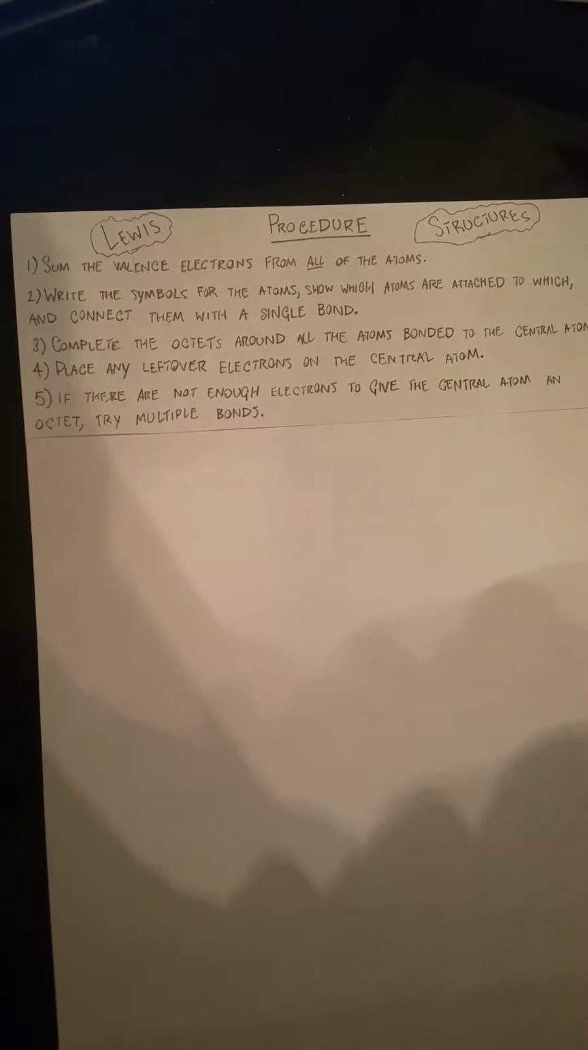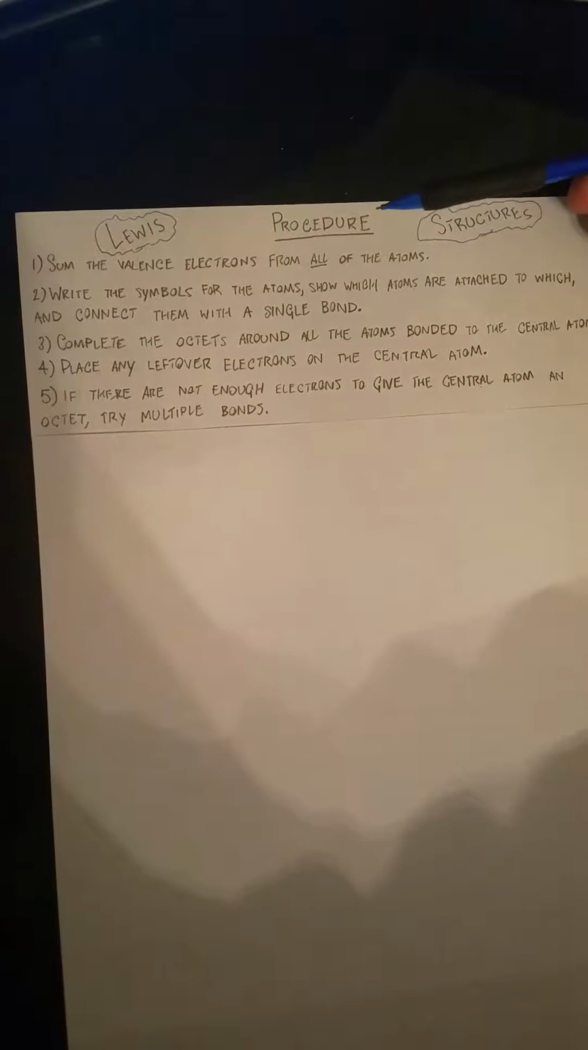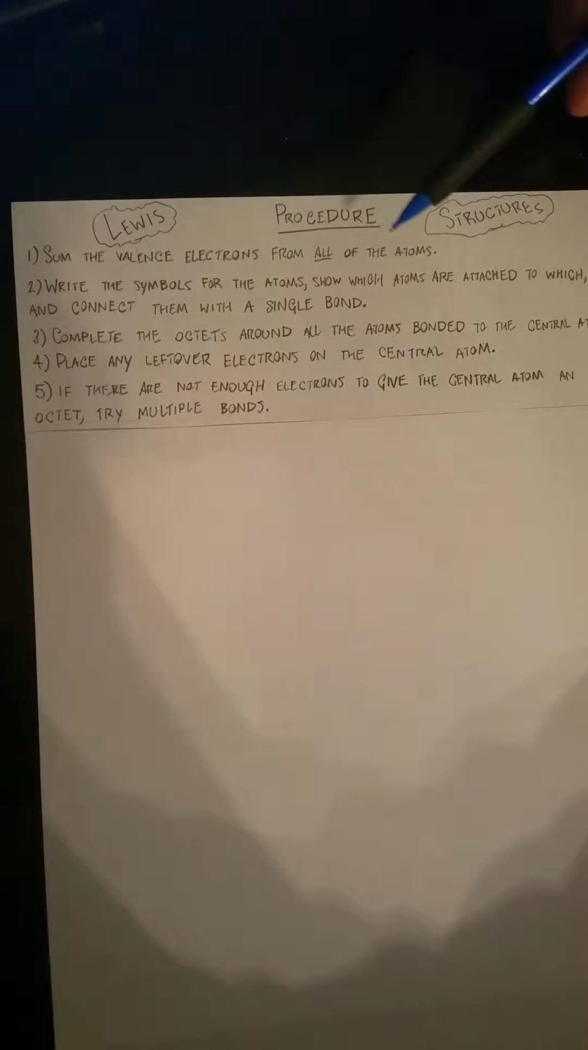Alright, so for Project 11, I've elected to do a video tutorial on creating Lewis structures. I've gone ahead and listed the key procedures as Dr. Knuckley highlighted in his notes. Number 1, sum the valence electrons from all of the atoms.